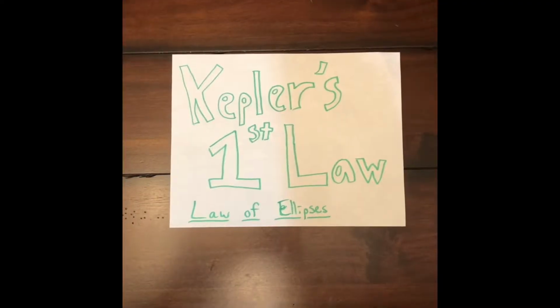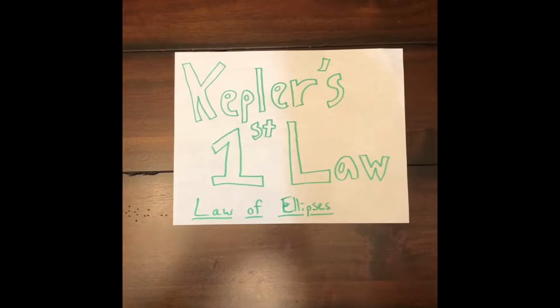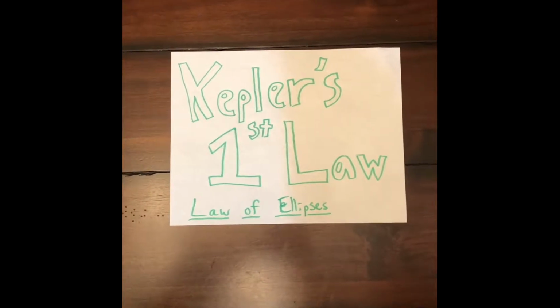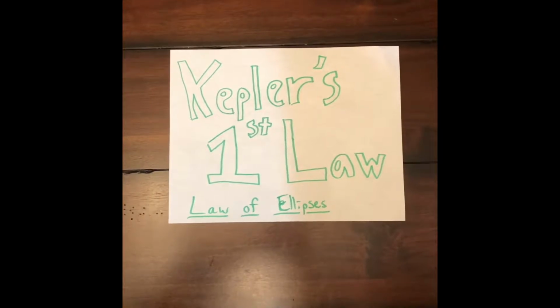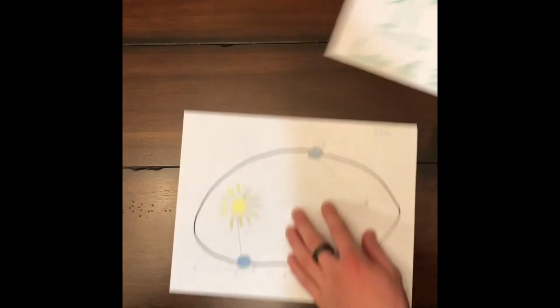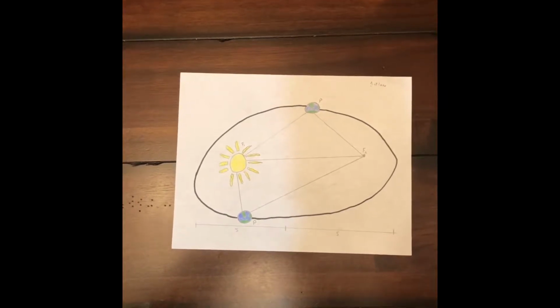Today we'll be talking about Kepler's three laws of planetary motion. Kepler's first law, also known as the law of ellipses. This law states that all planets move about the sun in elliptical orbits, having the sun as one of the foci. This is the visual representation of the law of ellipses.